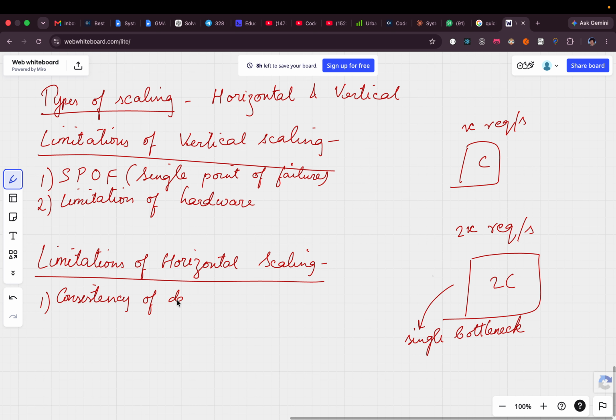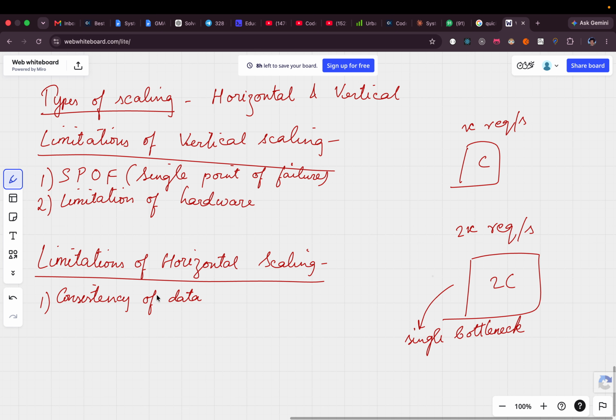What does this even mean, consistency of data? This means that if we have horizontal scaling, we might be facing problems in maintaining consistency of data. For some periods of time, the users may see inconsistent data.